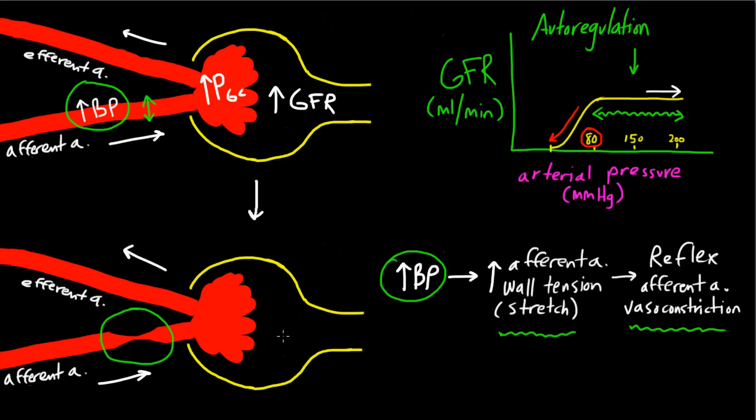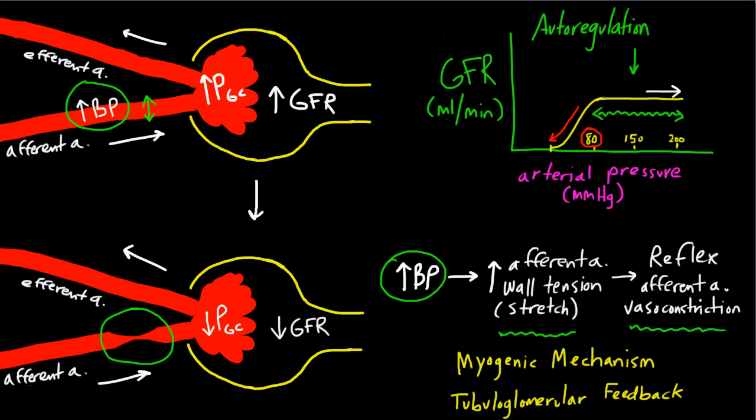Hydraulic pressure will drop distal to any constriction, and so PGC and therefore GFR will return to previous levels. This is known as the myogenic mechanism of autoregulation of GFR. Tubuloglomerular feedback is another mechanism of autoregulation. Tubuloglomerular feedback is discussed in the handout and in another video.